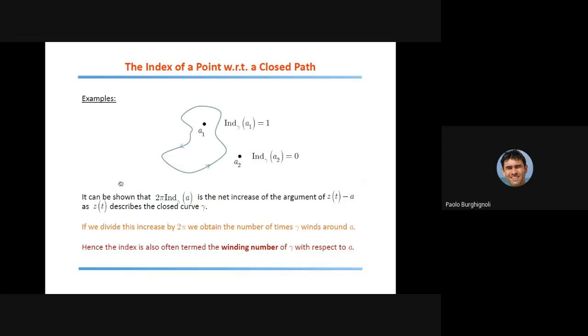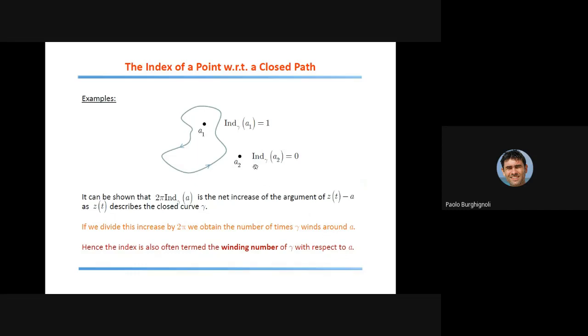Now, it can be shown quite easily that 2 pi times the index is equal to the net increase of the argument of the quantity z minus a, where z runs along our closed path. Okay, then if we divide this increase by 2 pi, we obtain simply the number of times that gamma winds around your chosen point A. So the index tells you how many times your curve winds around the chosen point. And for this reason, it's also known as the winding number of gamma with respect to A.